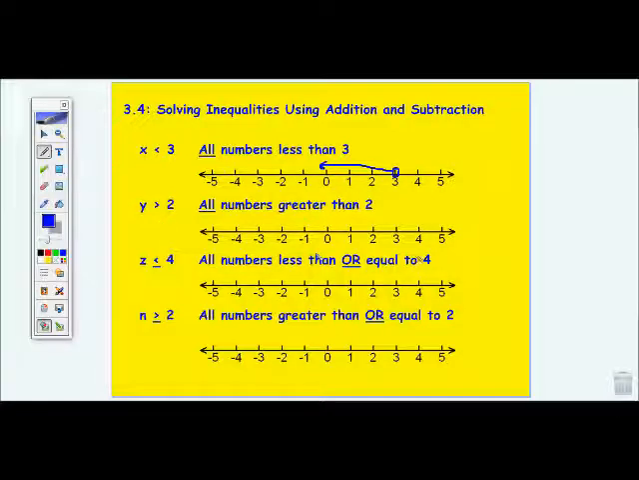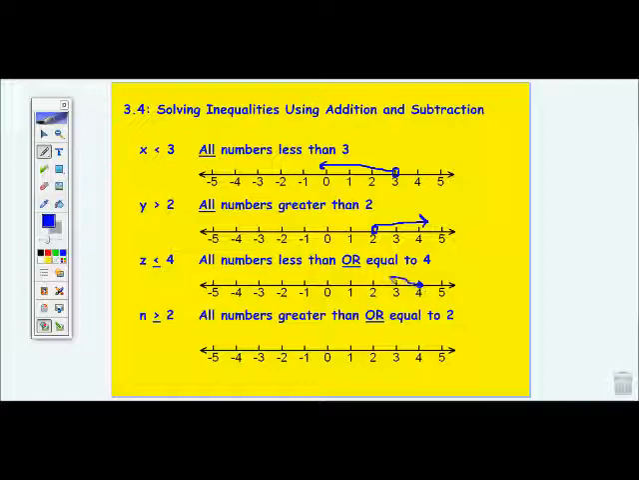The next one, y is greater than 2. Again, same thing. I'm going to find that answer on the number line, put an open circle at 2, and this time it's all the numbers that are greater than 2. The next two are less than or equal to and greater than or equal to. So it says z is less than or equal to 4. I'm going to find 4 on the number line, but this time I'm going to give it a solid dot because it can actually equal 4. Z can equal 4.